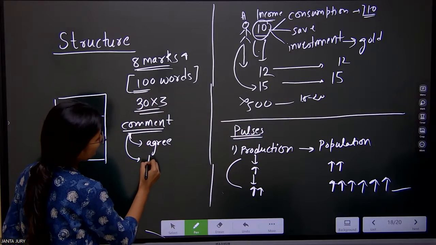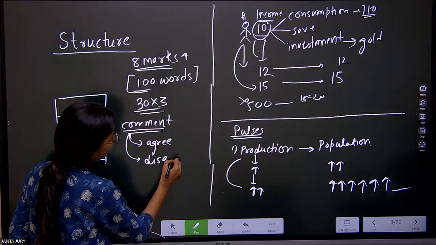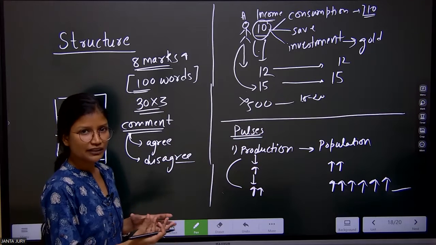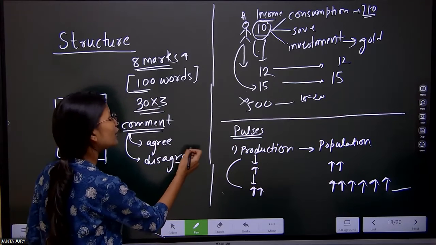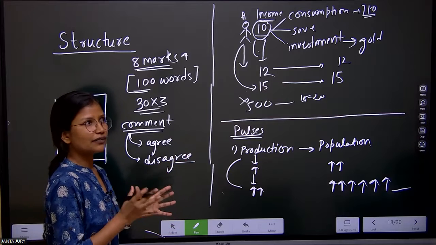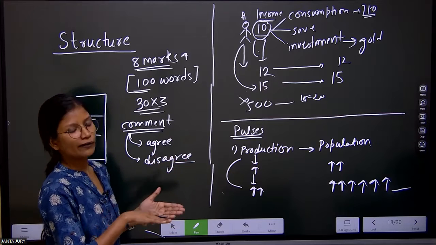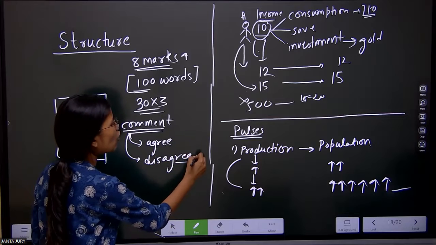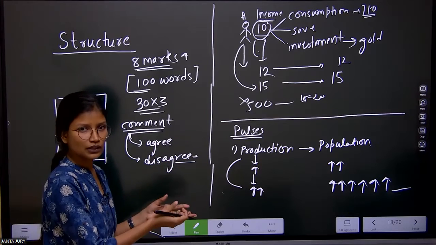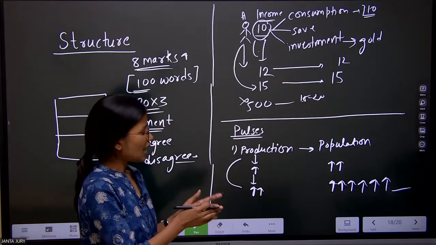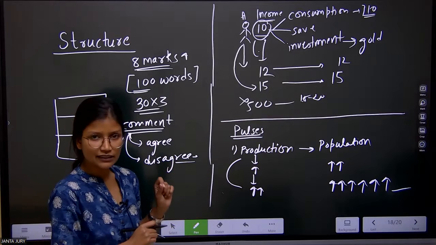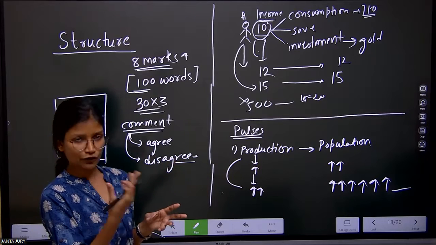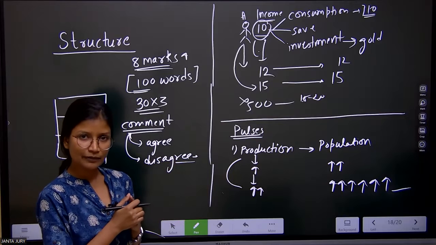Secondly, we would disagree, because if we totally agree, it means there is no scope for improving. It's a very rigid statement that India is in the low level equilibrium trap. So we have to disagree. How can we disagree with what is actually true? We would say that in recent years, pulse production has increased, even if not significantly, at least marginally.